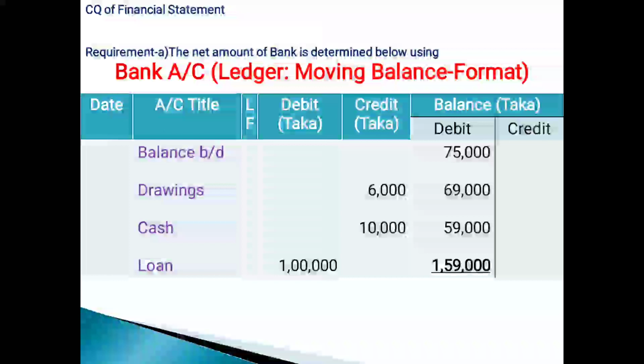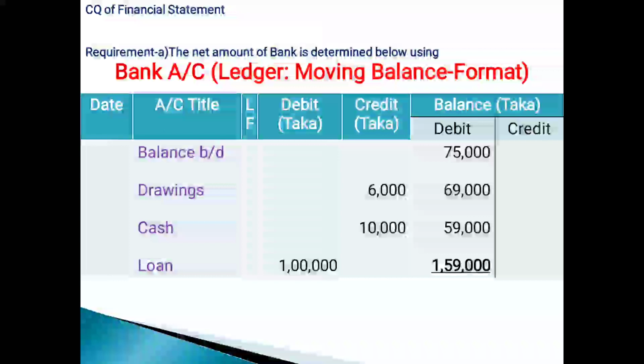So the available balance is taka 59,000 debit, and the new posting is debit 1 lakh. So both items are added: 59,000 plus 1 lakh is equal to 1,59,000 debit balance for the bank account.